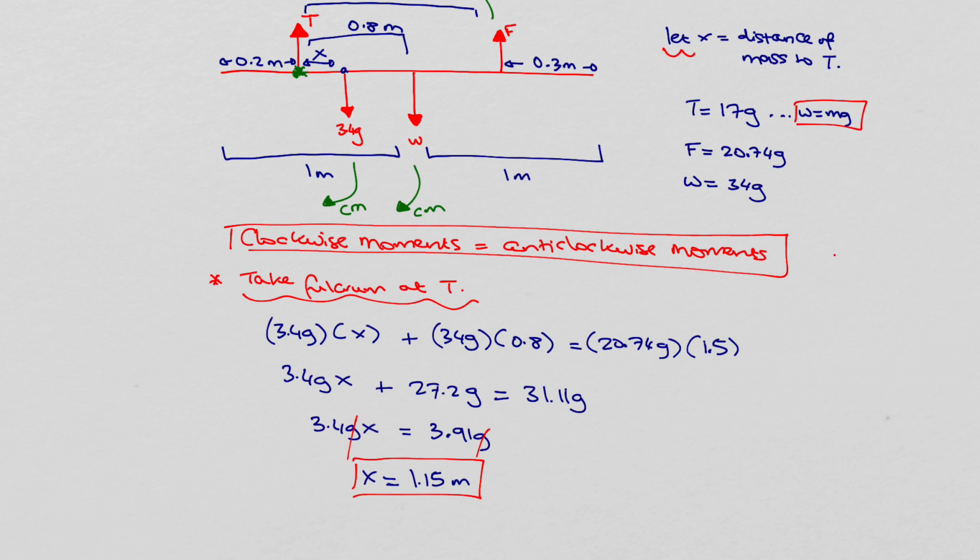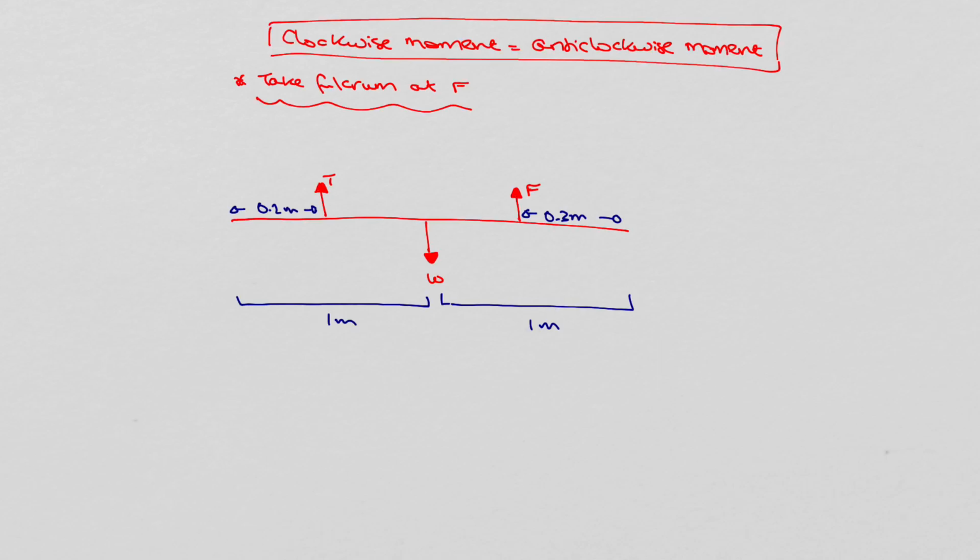And therefore, we need to look at taking our clockwise moment somewhere else. So I'm going to take the fulcrum, I should say, at the other upward force, which is at F. So we can eliminate F. Now you could take it at W as well. You can take it anywhere you want. So I'm just going to take it at the other upward force. So again, we have our upward force is fixed at 0.2 meters from one end and 0.3 meters from the other end, and the weight again at the centre of gravity.